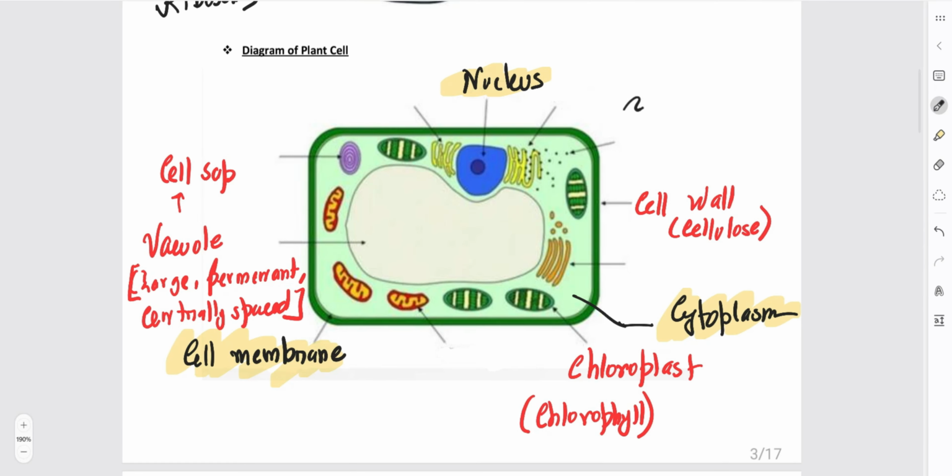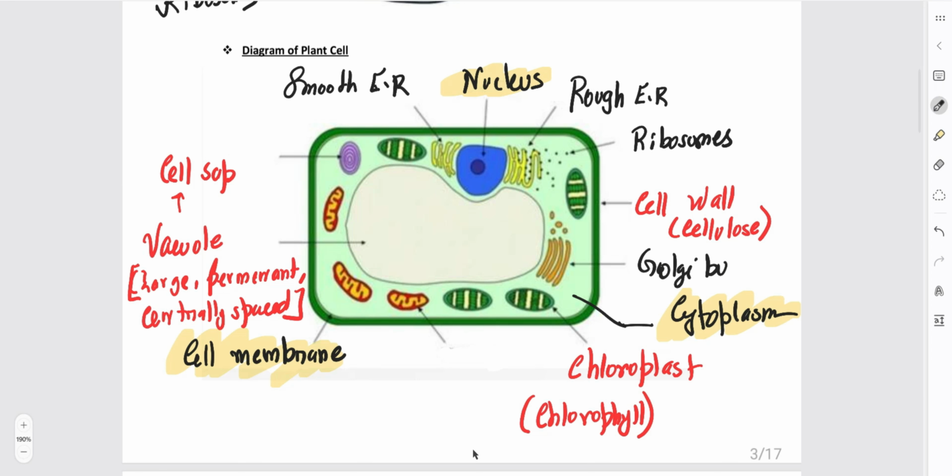Other than that, all the structures are the same. We have the rough endoplasmic reticulum, with the ribosomes making the surface of the rough endoplasmic reticulum rough. Then we have the smooth endoplasmic reticulum. We have the Golgi body, and finally the mitochondria.